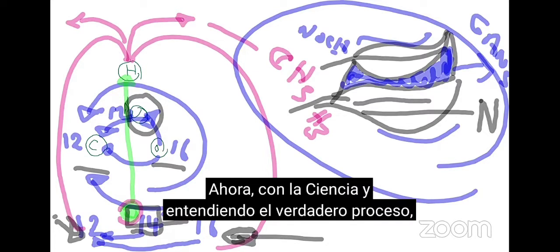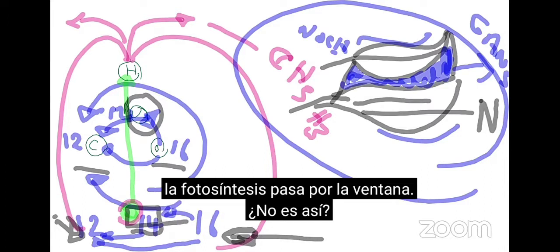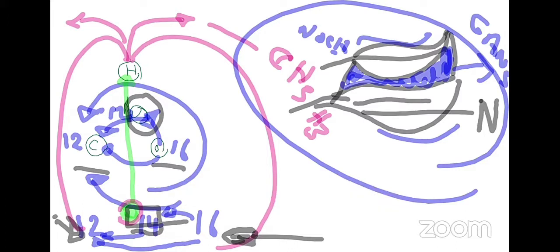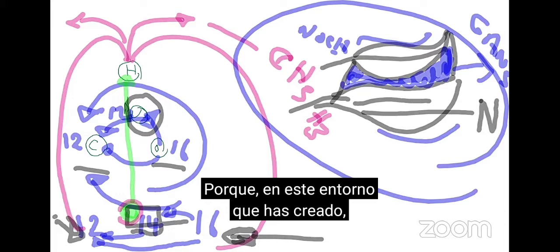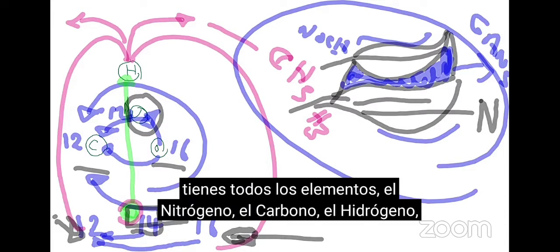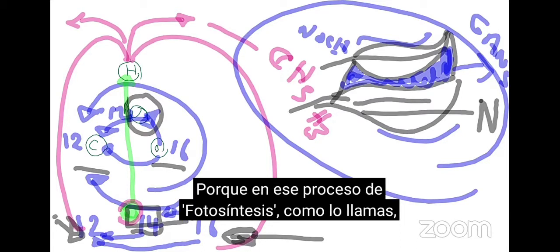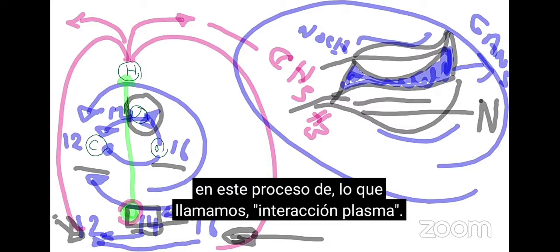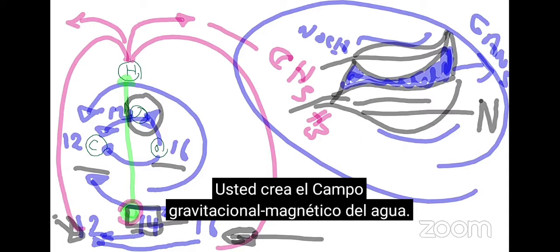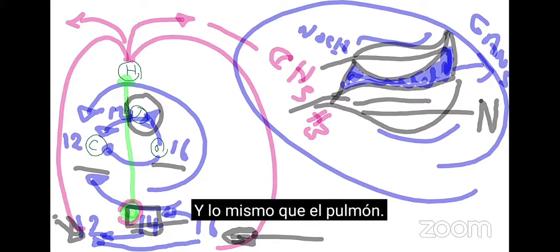Now, with the science and understanding the true process, the photosynthesis goes through the window, doesn't it? Because in this environment which you have created, you have all the elements, the nitrogen, the carbon, the hydrogen, that you do not even need to absorb water from the ground, because in that process of photosynthesis, in this process of what we call plasma interaction, you create the gravitational magnetic field of the water, the same as the lung. You produce your own moisture.